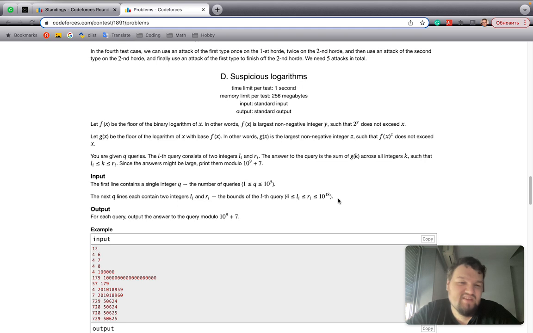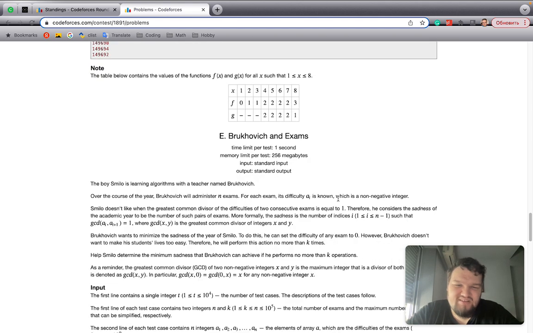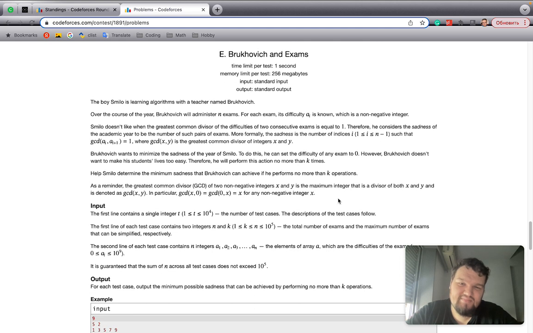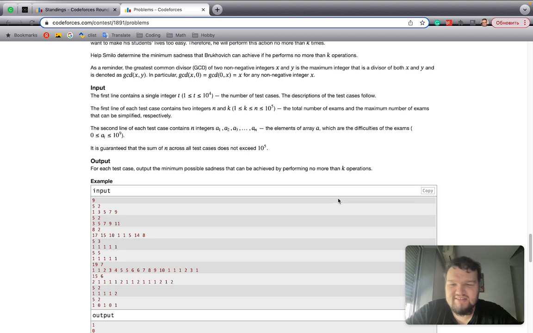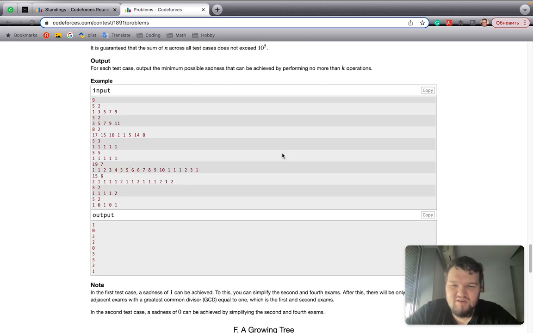D is fine. It's not super interesting. It just looks scary, but it's a fine problem. E is a bit like KC. But I guess it's an okay problem. But there are a lot of cases you need to consider. And it's easy to forget something. But I guess the sample is very generous.